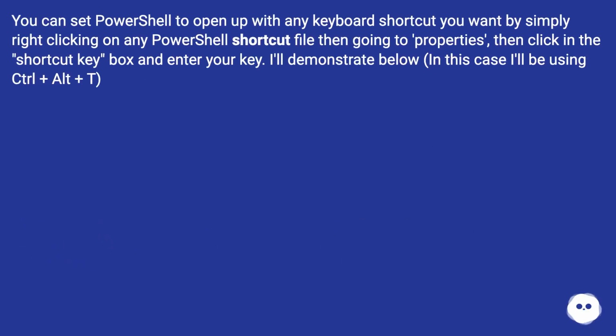You can set PowerShell to open up with any keyboard shortcut you want by simply right-clicking on any PowerShell shortcut file, then going to Properties, then click in the Shortcut key box and enter your key. I'll demonstrate below. In this case I'll be using Ctrl+Alt+T.